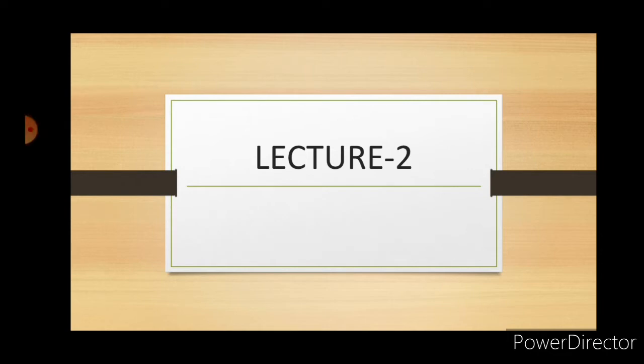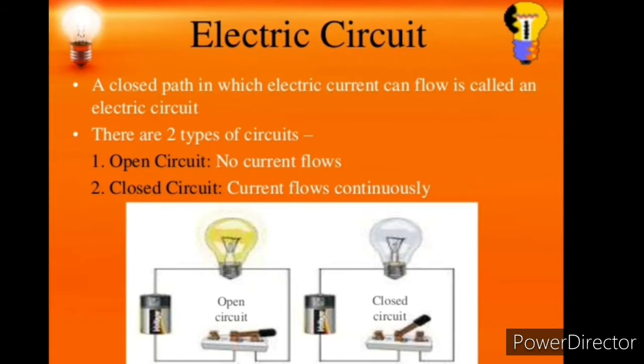Let's get started. Electric circuit. A closed path in which the electric current can flow is called an electric circuit. Electric circuits are of two types, open circuit and closed circuit. In an open circuit, no current flows, and in a closed circuit, current flows continuously.